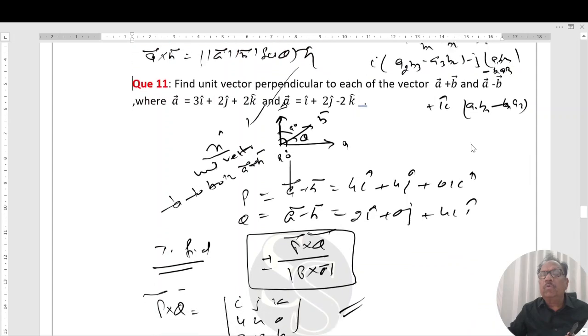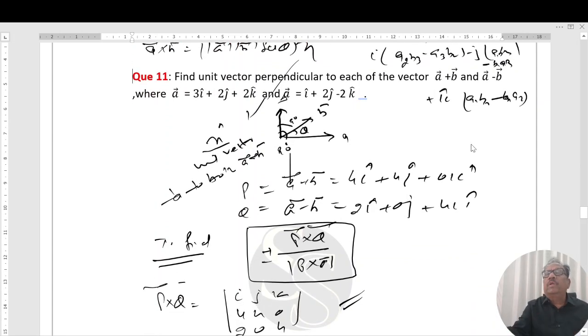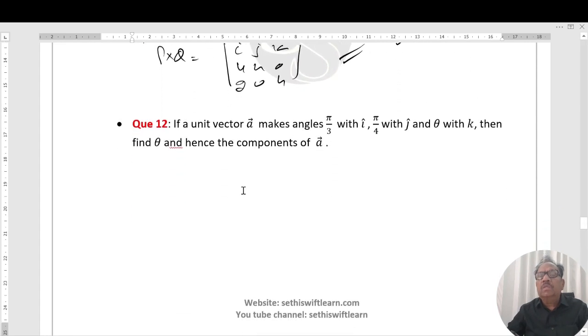What was the requirement of the question here? Find a unit vector perpendicular to both the vectors. So say this is P cross Q, we can find it out very well. And the magnitude, you know, is under root A square plus B square plus C square. Just put the values, find the answer. This is the formula for the unit vector perpendicular to both the vectors A plus B and A minus B. A plus B we considered as P, A minus B we considered as Q. Right? Now let's start the next question.